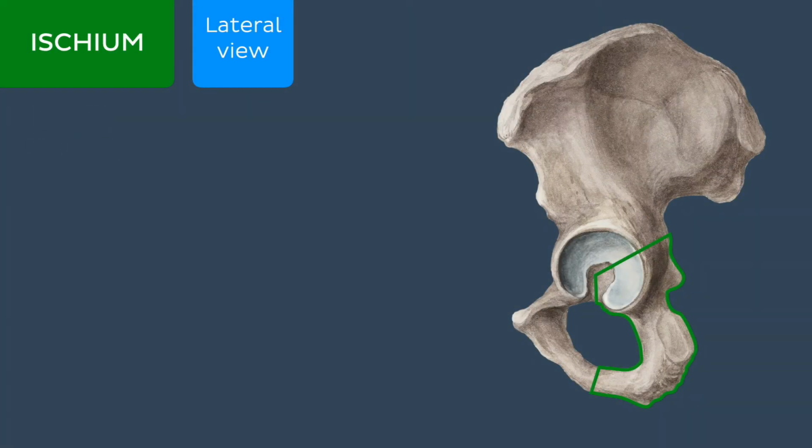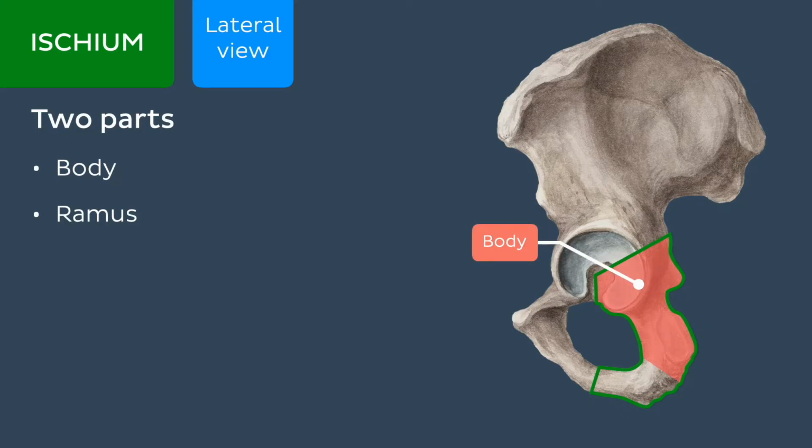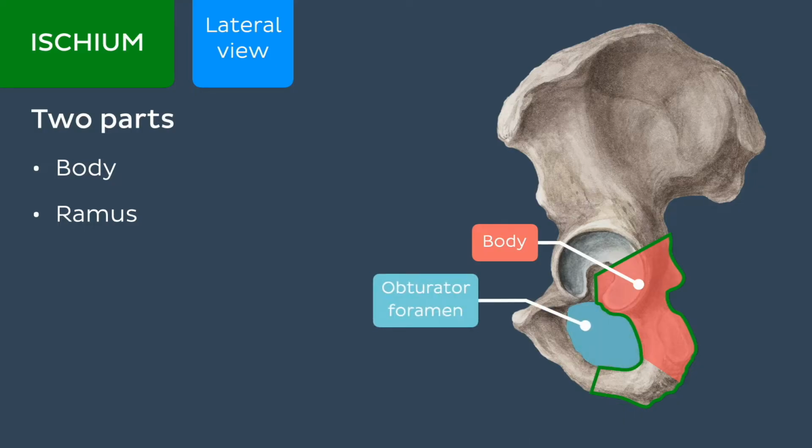The ischium is divided into two main parts, the body and the ramus. The body is this portion right here, located just behind the obturator foramen, and the ramus of the ischium is found here, just below the obturator foramen.